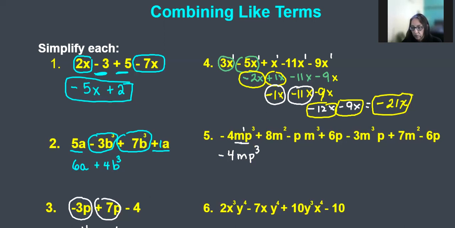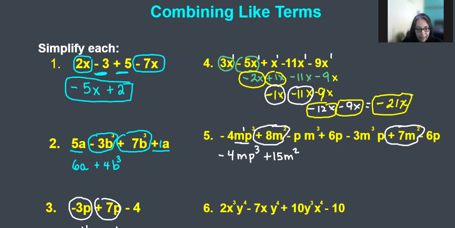Now look at the m squareds. I got an 8m squared, not an m squared, no m's, not an m squared, m squared. I can combine these. I've got 8 positive and 7 positive. That gives me 15 positive. And I just carry the m squared along. If I have 8 m squareds and I give you 7 more m squareds, now you have 15 m squareds. Okay? All right, let's go on.